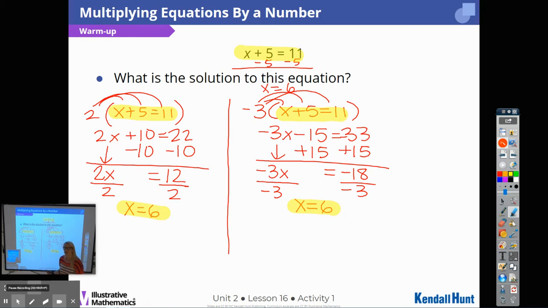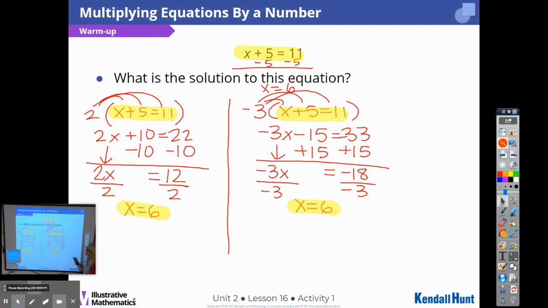So if we multiply this equation by -1/2, we're still going to get 6. If we multiply it by -1/3 or 1,000,000, we're still going to get x equals 6, because we're not changing the value of what the equation is worth. We're just scaling it up or down.